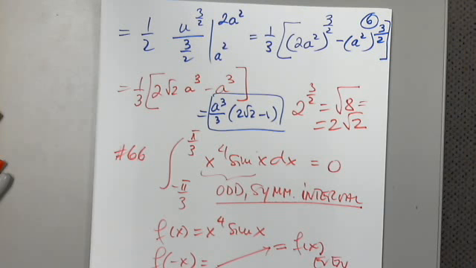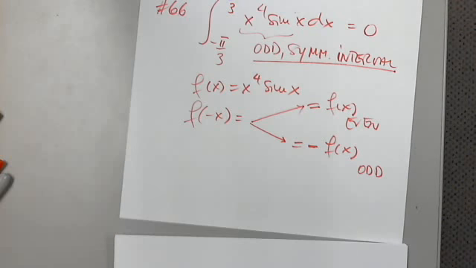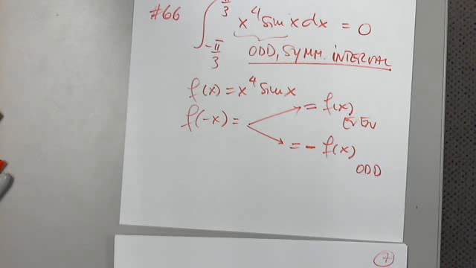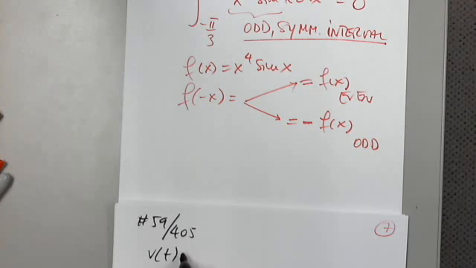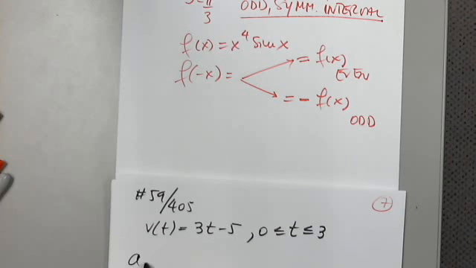Okay, I'm going back now to a problem from 5.4 because we did not have an example like that. Okay. So let's say 59 on page 405. V of t equals 3t minus 5 on the interval 0 to 3. The velocity function in meters per second is given for a particle moving along a line. Find A, displacement.